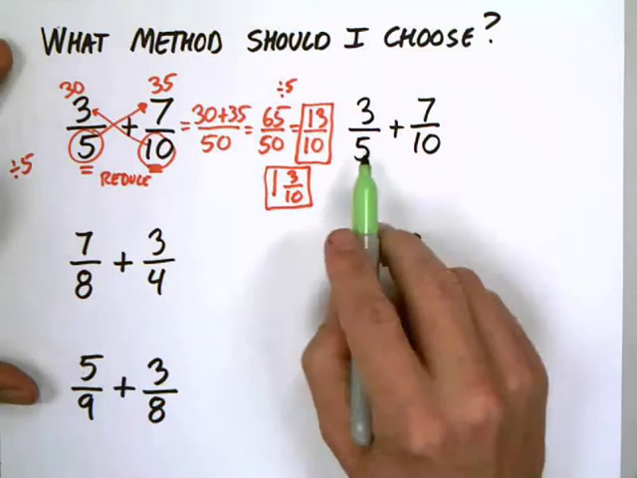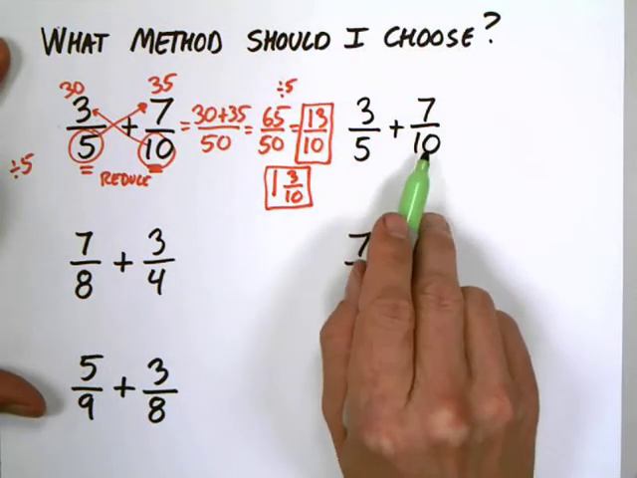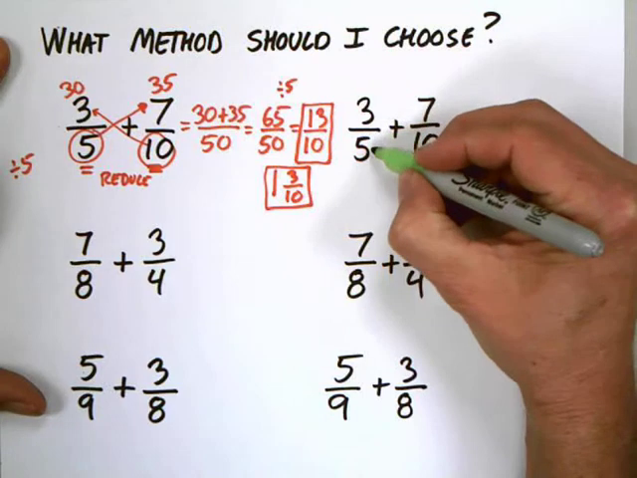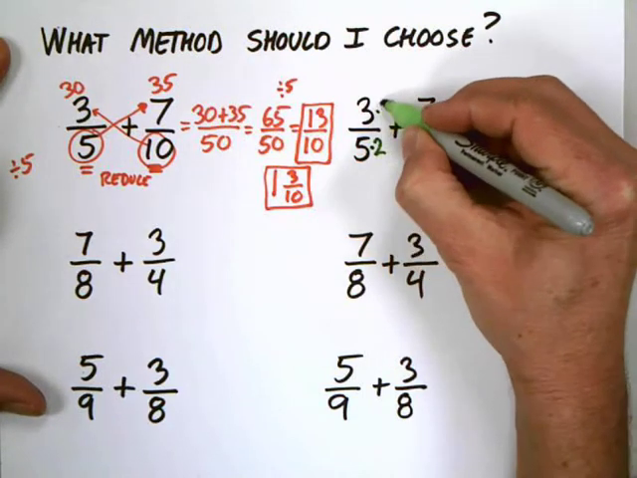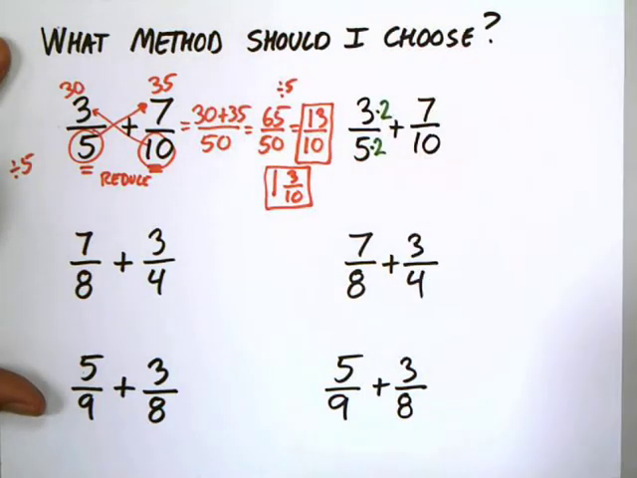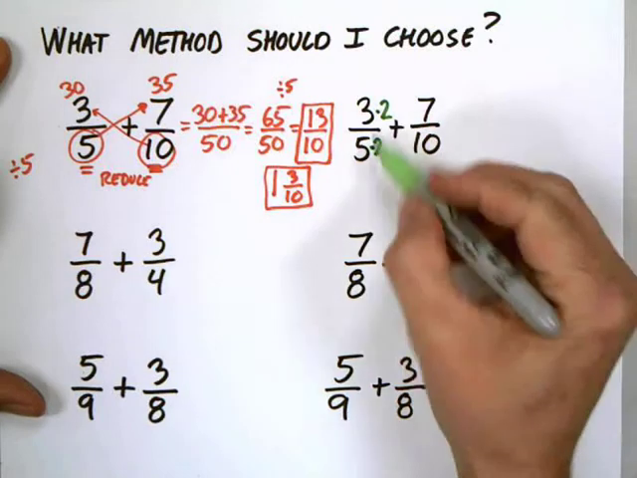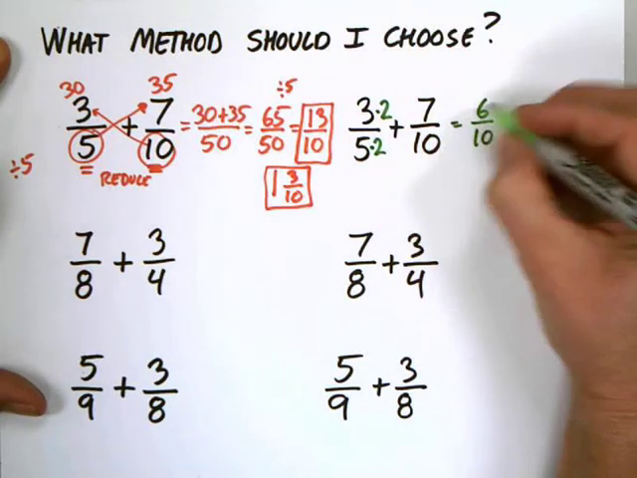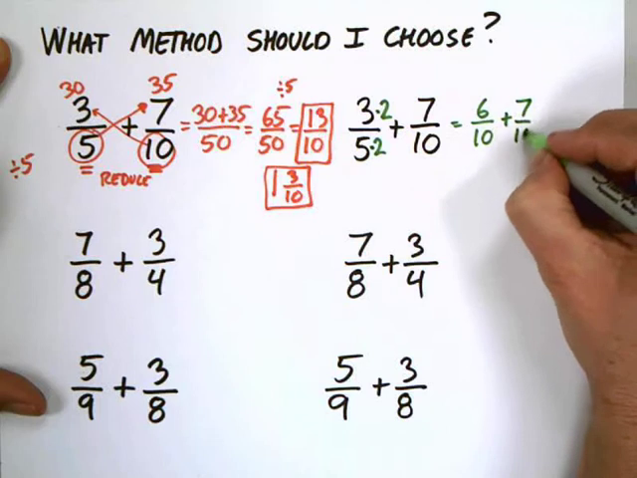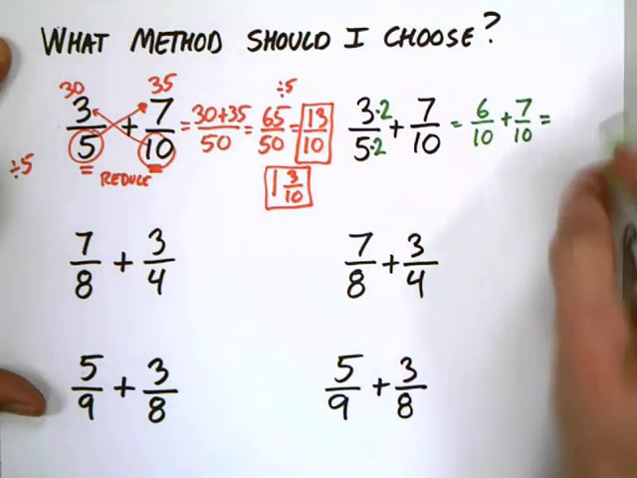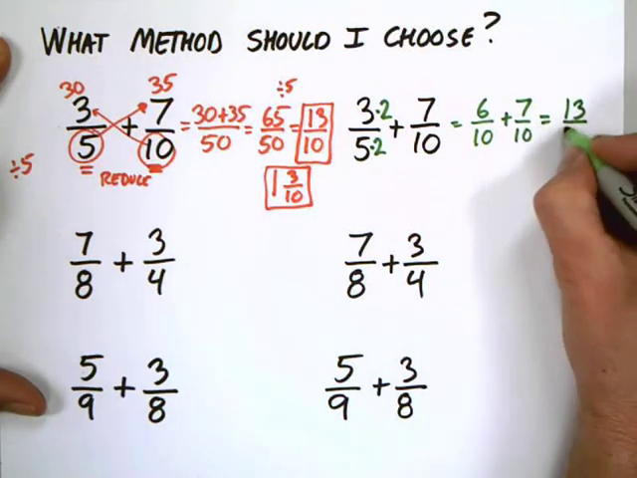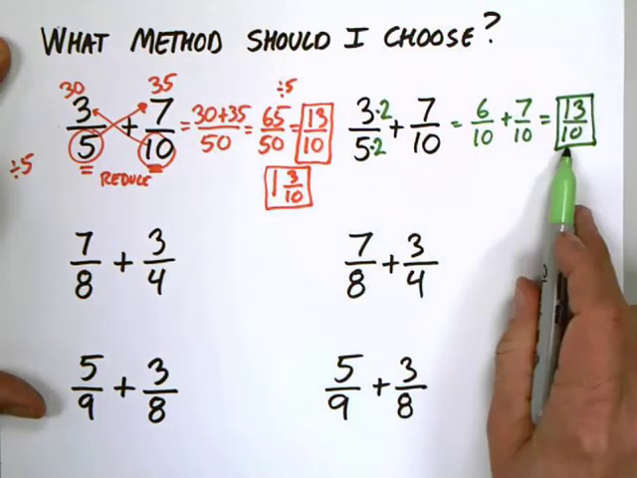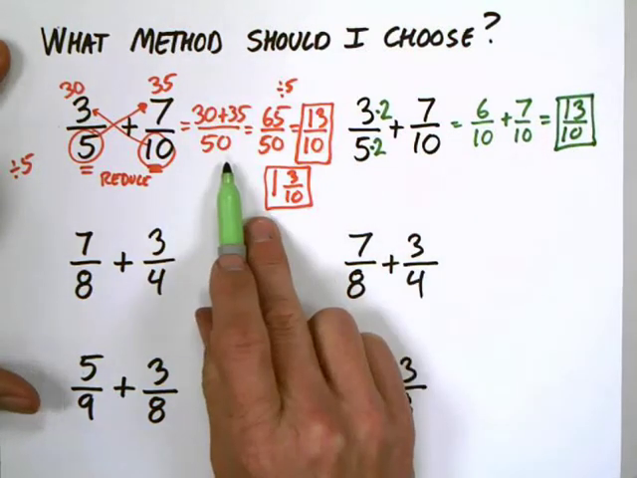I could actually find a common denominator very quickly. Since I know this is a 10, I can turn this fraction into a 10 by just multiplying the top and the bottom by 2. So if I did that, then this 3/5 would turn into 6/10, and I would be adding 7/10, and that would get me the answer of 6 plus 7, which is 13/10. So you can see that that's significantly shorter than the Criss-Cross style.